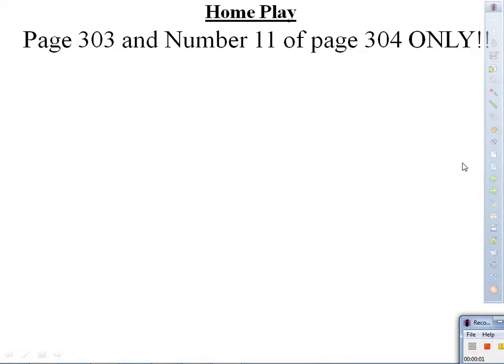All right, your homework for tonight is on pages 303 and 304. Page 303, the whole page, and from page 304, only number 11. Page 303 and number 11 from page 304 only.